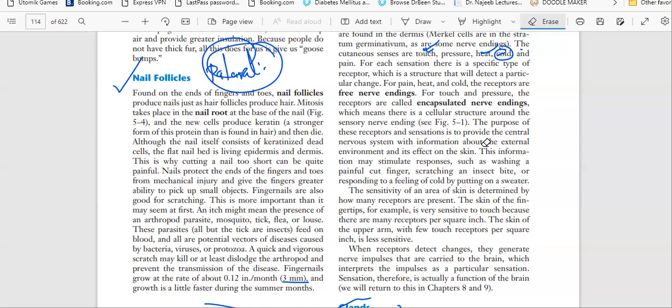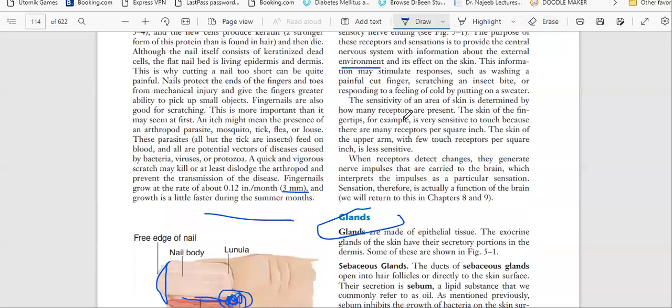The purpose of these receptors is sensation: to provide the nervous system with information about the external environment. I told you that. This information may stimulate a response such as washing a painful cut finger, scratching an insect bite, or responding to a feeling of cold by putting on a sweater. The sensitivity of an area of skin is determined by how many receptors are present.